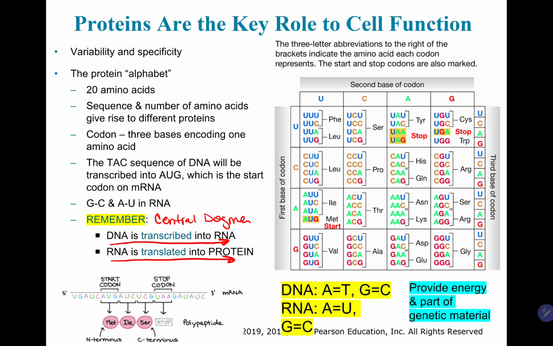Okay? Remember the bases. In DNA, we have adenine binding with thymine. Remember that base pairing. Okay? You have to remember. Adenine binds with thymine. Guanine binds with cytosine. Okay? ATGC. In RNA, adenine binds with uracil. Guanine still binds with cytosine. Okay? And these bases, these nucleotides, right? They provide energy and they're part of that genetic material. Okay? Remember that.